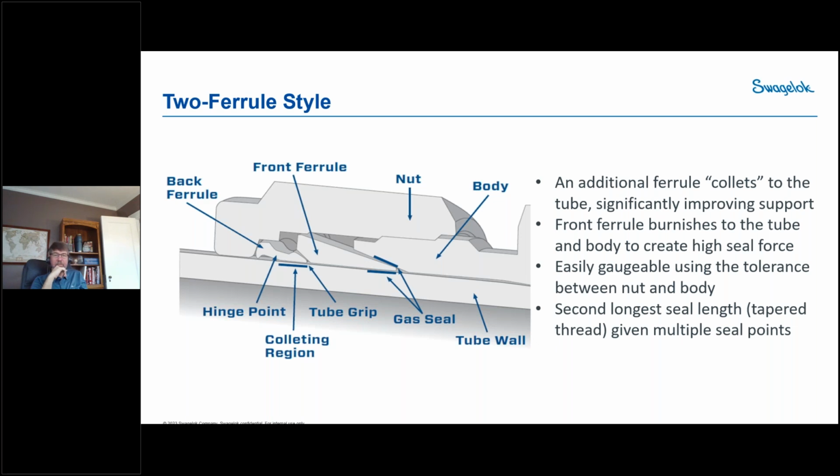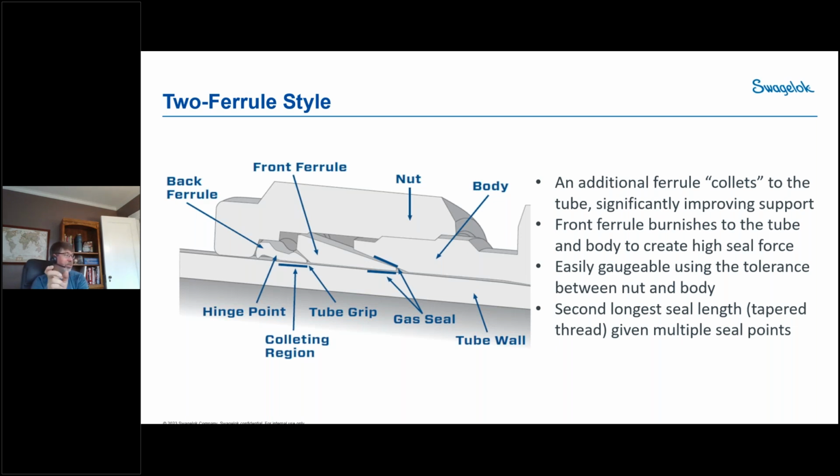So what we have here is a two ferrule squeeze onto the tubing, and basically the back ferrule is what we call colleting onto the tubing, or at the hinge point, I guess you could call it. And the front ferrule is being driven with extreme force into the wedge of the body and into the tubing, which creates a burnishing effect. Again, this one, as probably people are aware, is very easy to be gaugeable. You can measure the distance between the nut and the body shoulder to determine if it's been made up properly. And it has very, very long sealing area, very, very long L.